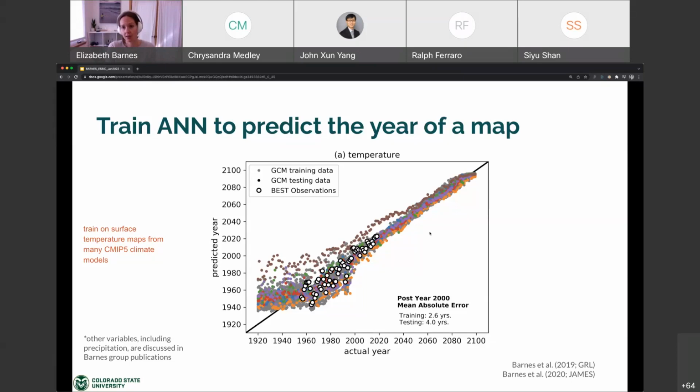That is, the white dots generally fall along that one-to-one line. What that means is, to me, pretty special. It means that the relationships the network is learning within the climate models are applicable to the real world. All right, that's pretty cool. Now, there are lots of other things going on here that I'm happy to talk about.